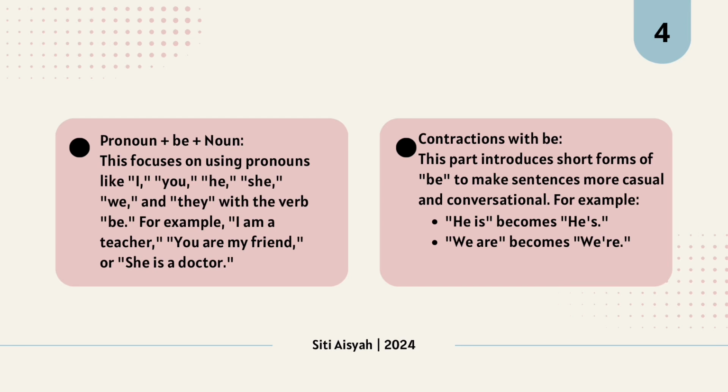Next, contractions with be. This part introduces short forms of be to make sentences more casual and conversational. For example, he is becomes he's, we are becomes we're.